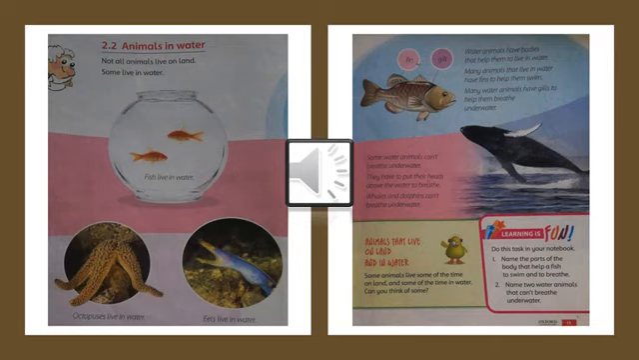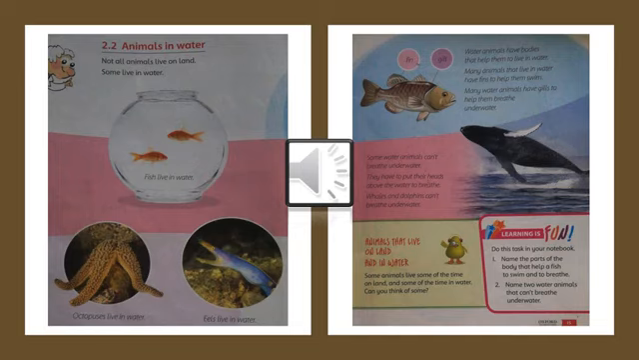Animals in water. Not all animals live on land, some live in water. Not every animal lives on land. There are a few animals which live in water as well. Fish live in water. As you can see, a little aquarium over here, a little bowl in which there are two fish. Octopuses live in water. Eels live in water. They are also animals, but they are the water animals.